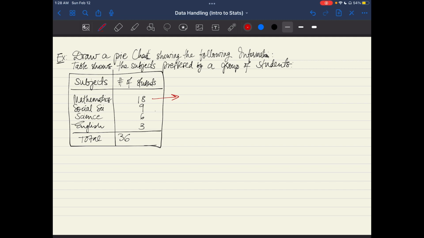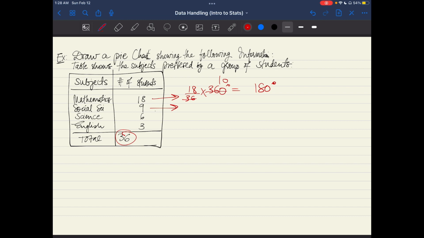The total number of students is, of course, 36, and that's given to us as well. So for mathematics, it'll be 18 over 36 times 360, which is 180 degrees. So basically half of a circle is mathematics.